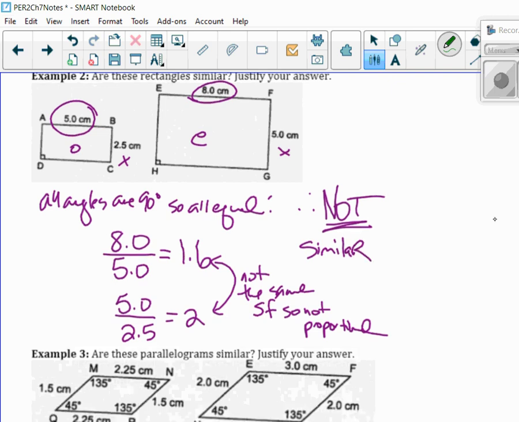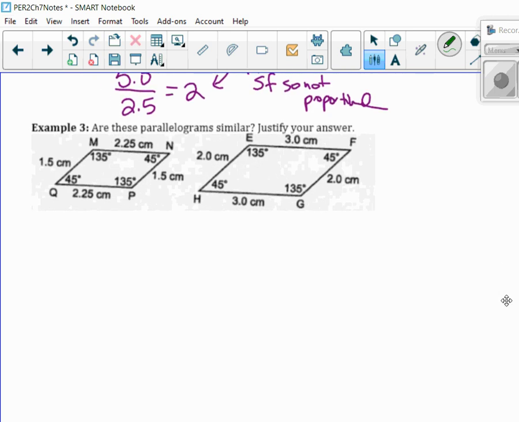Next up, are the parallelograms similar? Justify your answer. Now just look at all the corresponding angles. They're all the same. So all angles are the same in the corresponding spots. Now we need to do, it's kind of like a rectangle. You have a longer side, so I'm going to do a length compared to a length. I'm going to say this is my enlargement, this is my original.